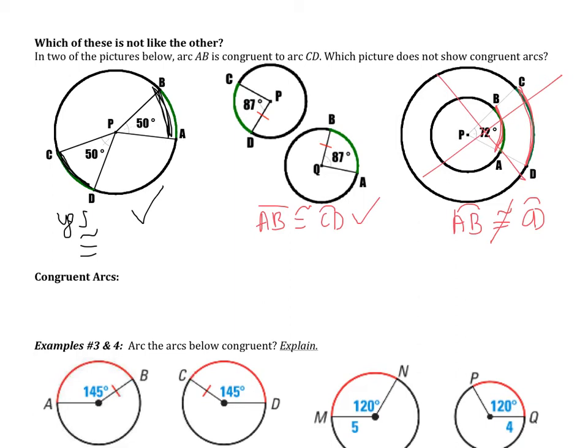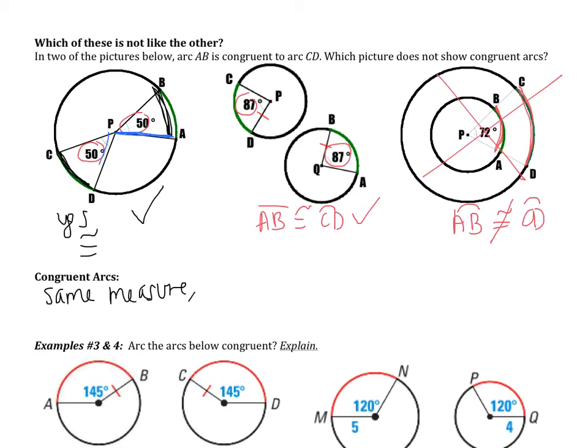How are the first two pictures different from the last picture? Well, in the first picture, the two arcs came from the same circle. In the second picture, they came from different circles. One thing to notice is that in both pictures, the angles that correspond to the arcs are congruent. So congruent arcs are going to have the same measure, and then I also have to look.